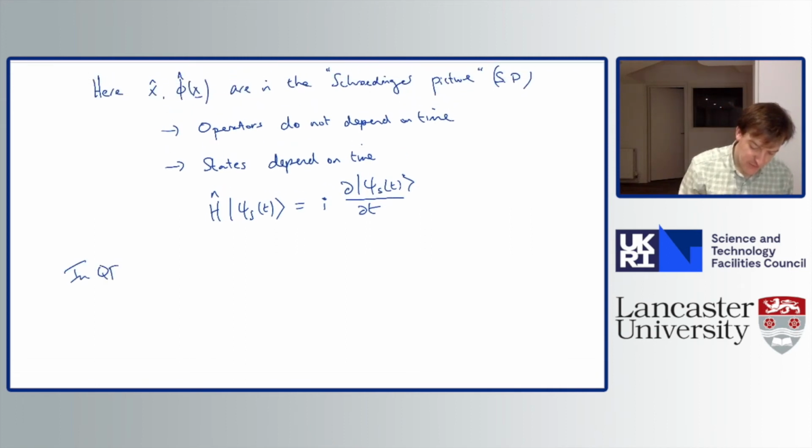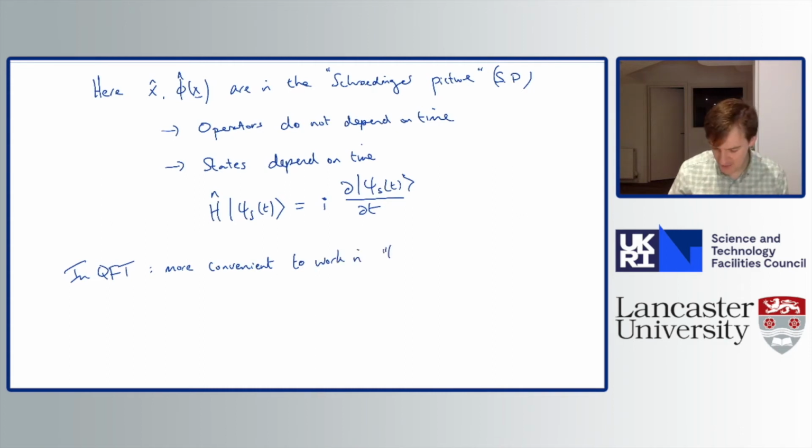Okay, but there are different versions of time evolution in quantum mechanics, and in quantum field theory, it can be more useful to use two other pictures. I'm going to discuss one of them now, which is the Heisenberg picture. And then at some point in a few lectures, we'll discuss a third picture, which is known as the Dirac picture or the interaction picture. But today, it's more convenient to work in the Heisenberg picture.